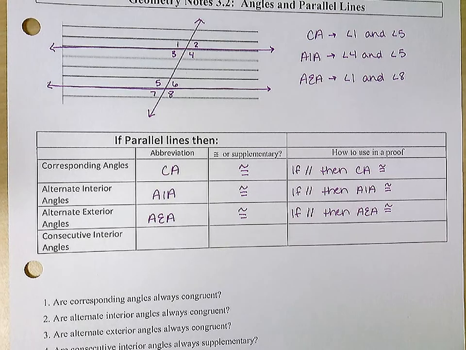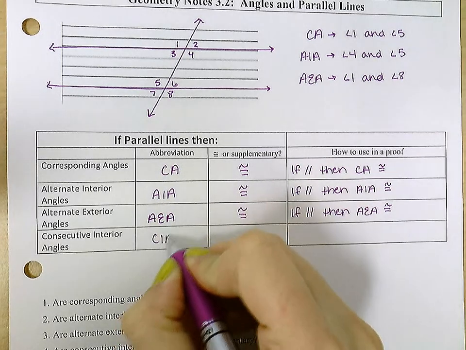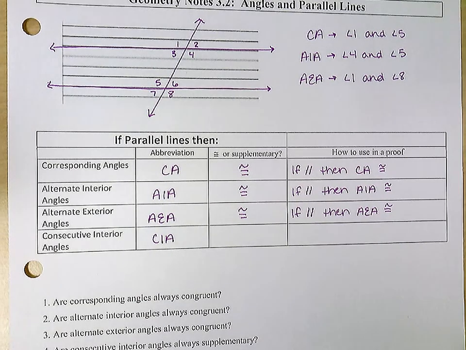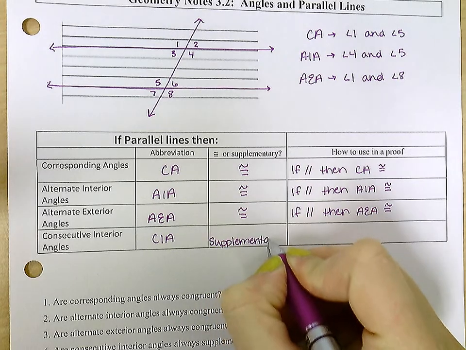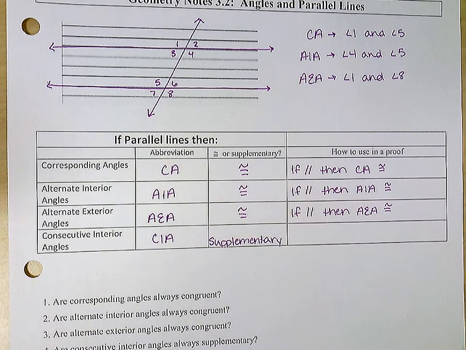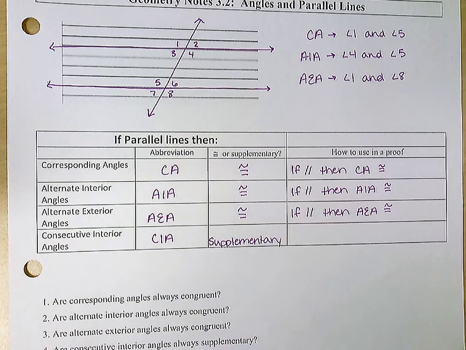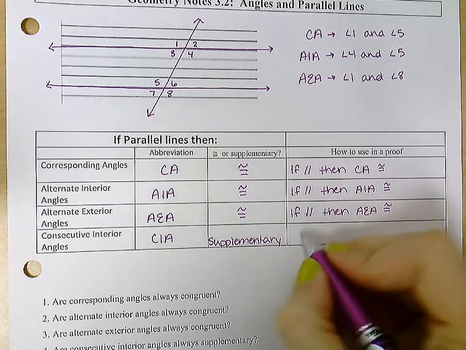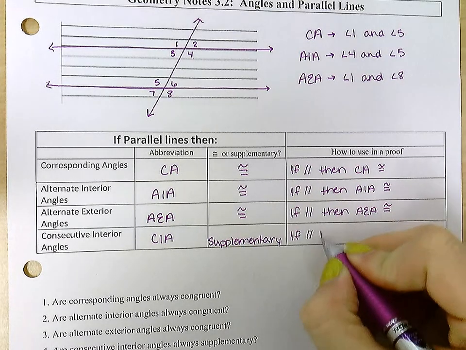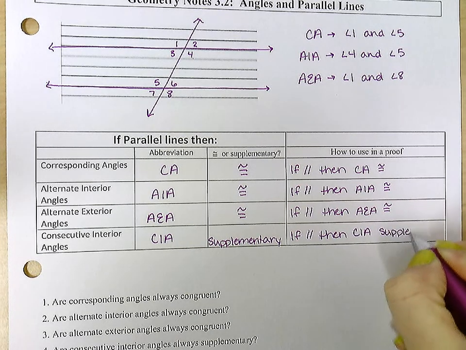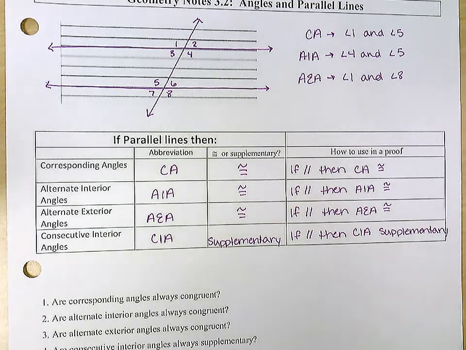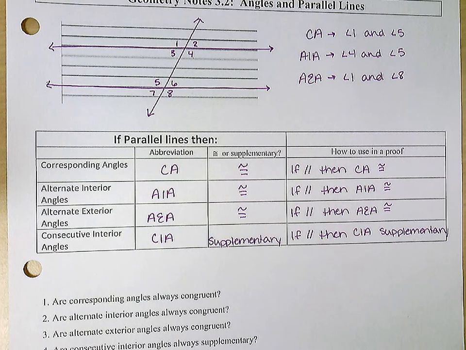Okay, the last angle pair we have are consecutive interior angles, abbreviated CIA. Those angles are not congruent. They are supplementary. Okay, so those angles are supplementary, meaning they are going to add to 180. Okay, so in our proof, we would write if parallel, then consecutive interior angles are supplementary. Okay, so again, that adds to 180.